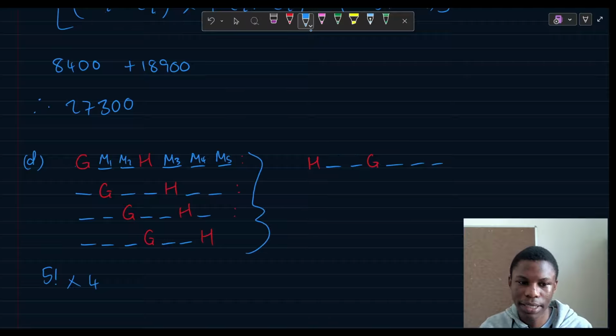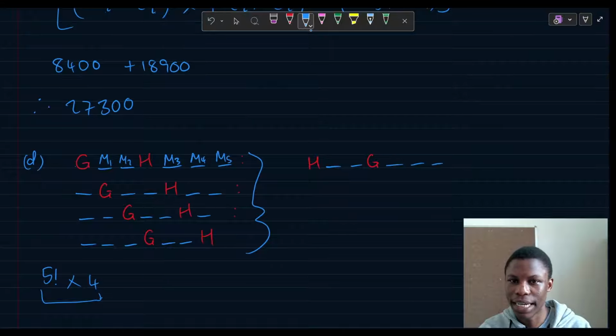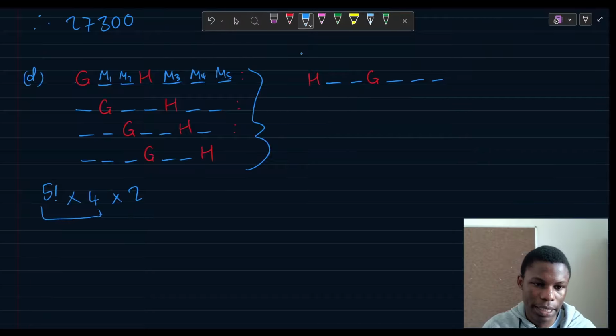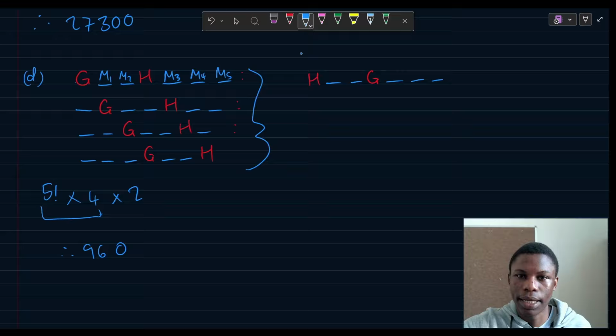So that means this here is the total number of arrangements for the 4 scenarios, and I just have to double that because it can be flipped, because Harry can come before George in all 4 of those scenarios. So I can multiply this by 2. And so that is 5 factorial by 4 by 2, and that is 960. And that is the final answer.